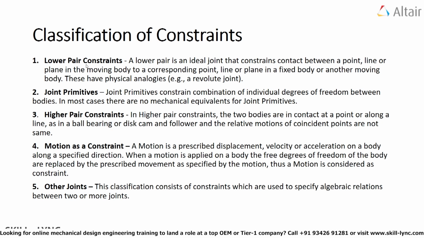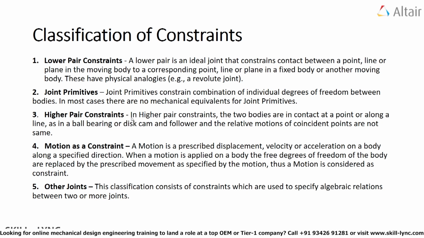The lower pair constraints. A lower pair constraint is an ideal joint that constrains contact between a point, line, or plane in the moving body to a corresponding point, line, or plane in a fixed or another moving body. These have physical analogies, for example, a revolute joint. Joint primitives. The joint primitives constrain combinations of individual degrees of freedom between the bodies. In most cases, there are no mechanical equivalents for joint primitives.